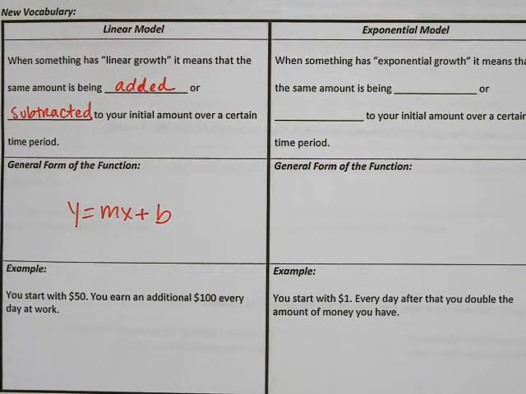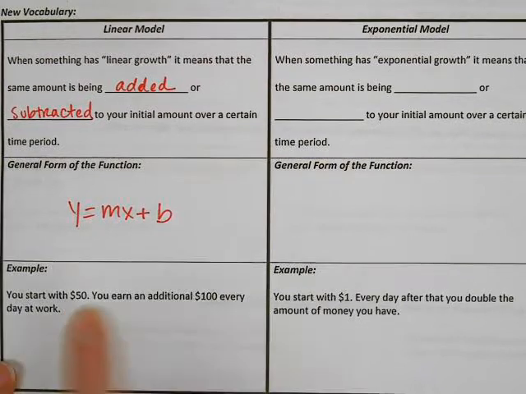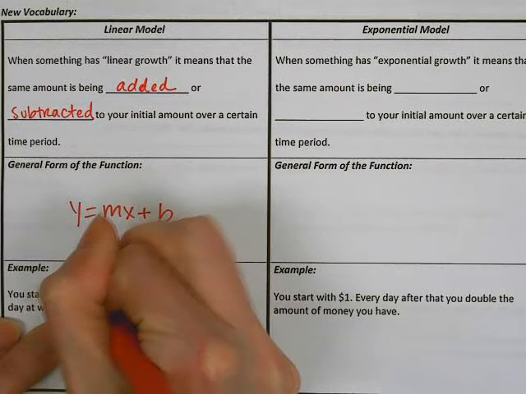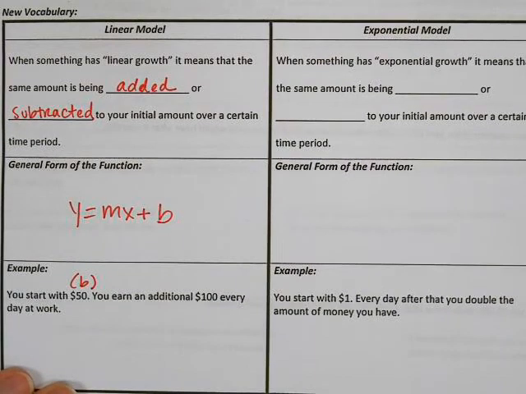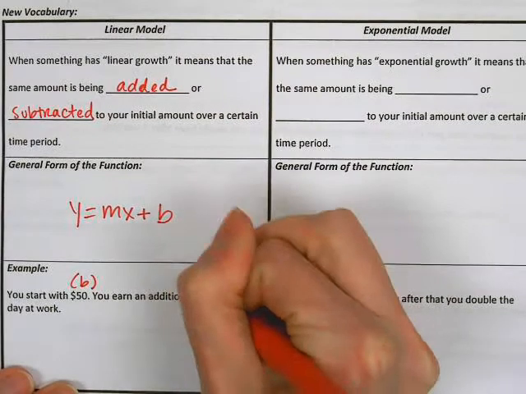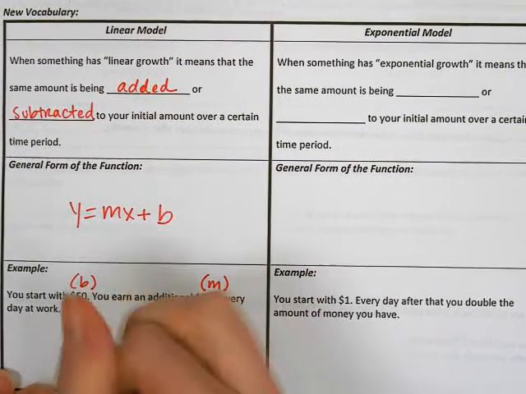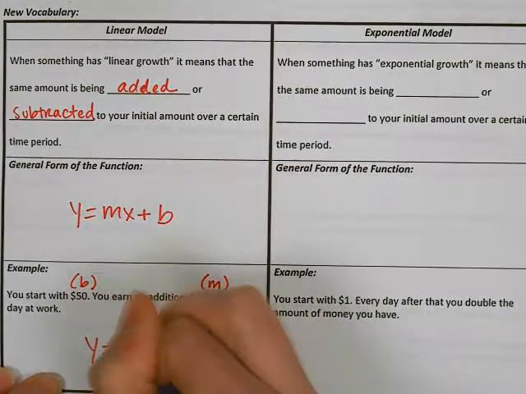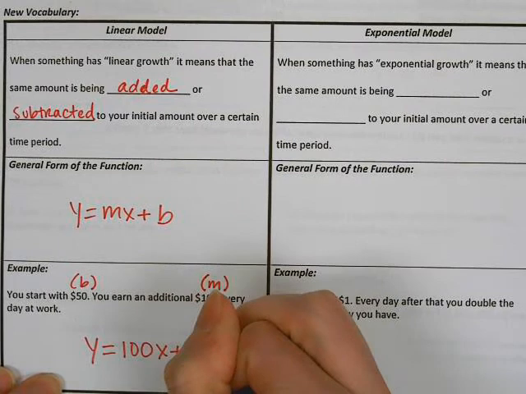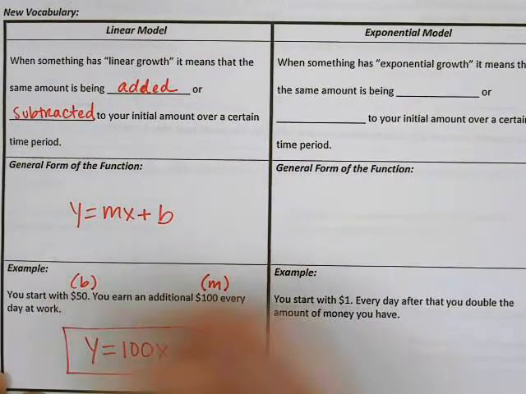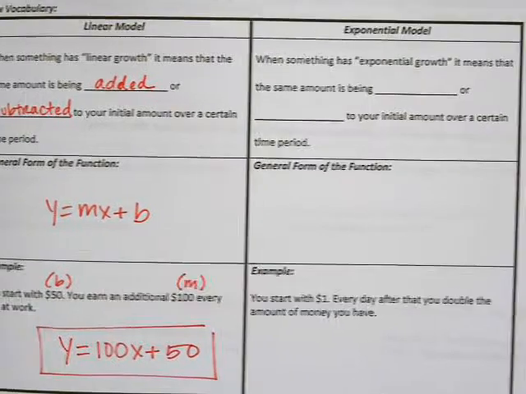And then here's an example. You start with 50 bucks, that's going to be your B, right? You earn an additional 100 every day, that's your rate of change, so your M. And then if you plug those numbers into the model, it's y equals 100x plus 50. Okay, so we've done that before.